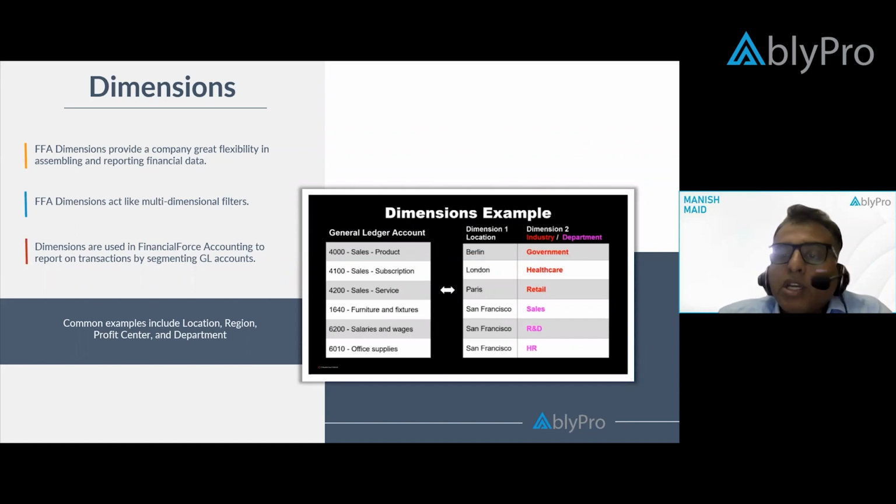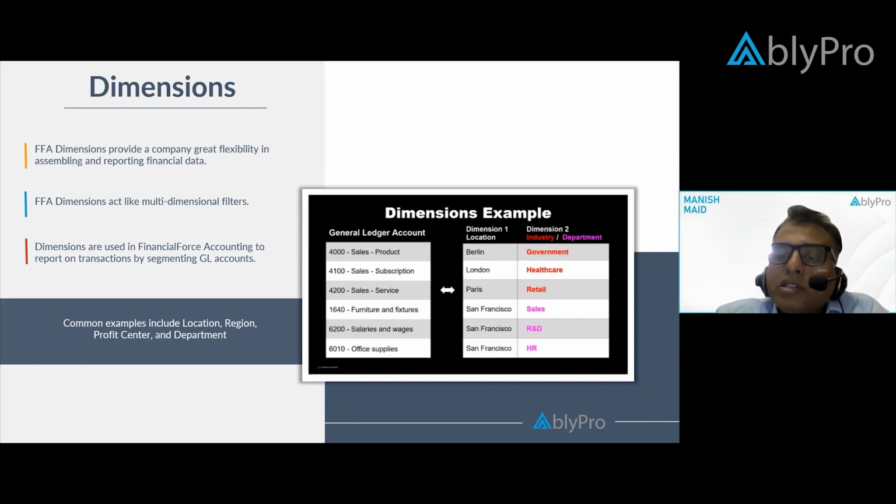And we have the fourth dimension also, which we can call a project. If there is a project, we can mention that dimension as a project there. So dimensions allow us to give better, flexible reporting abilities for a particular transaction. And this will definitely serve in a long way in defining beautiful reports, for example if you want to see how many invoices there are in the Americas region and what kind of revenue we are generating there. These dimensions allow us to create those kinds of reports. So FFA dimensions act like multi-dimensional filters here.